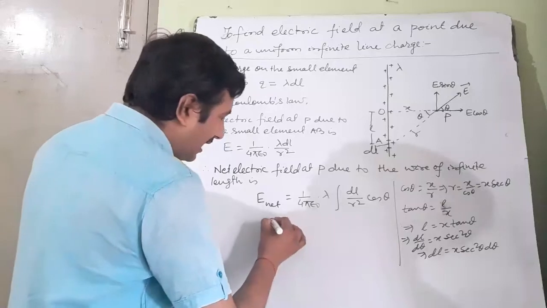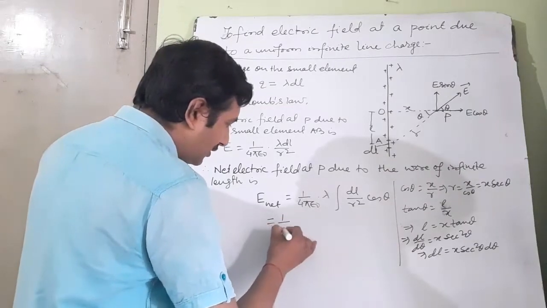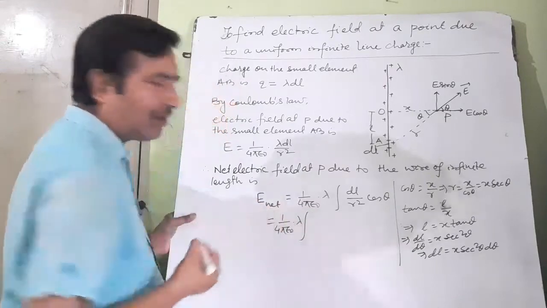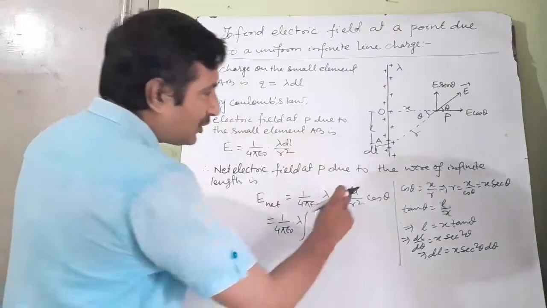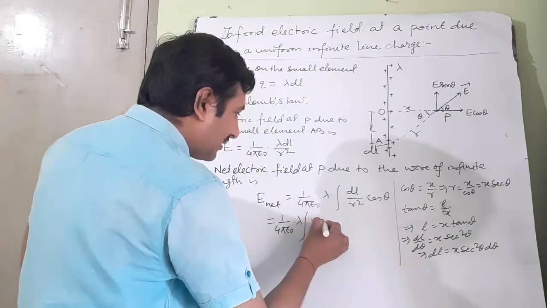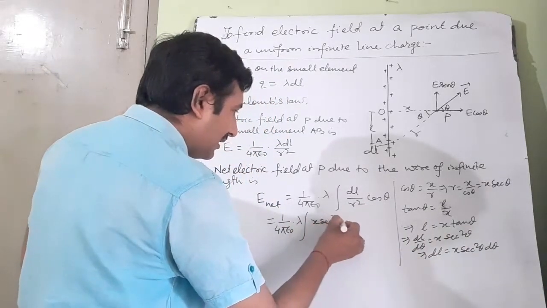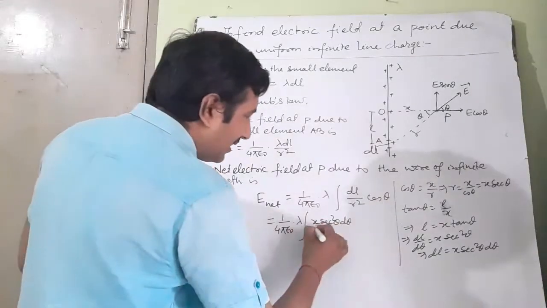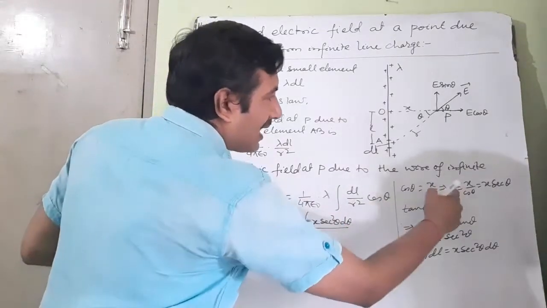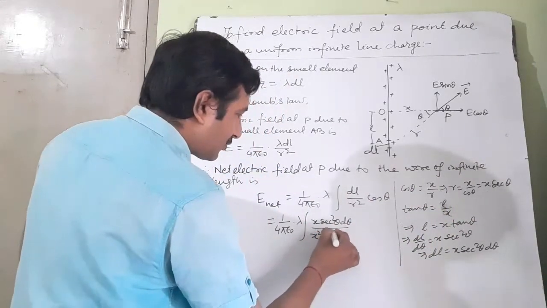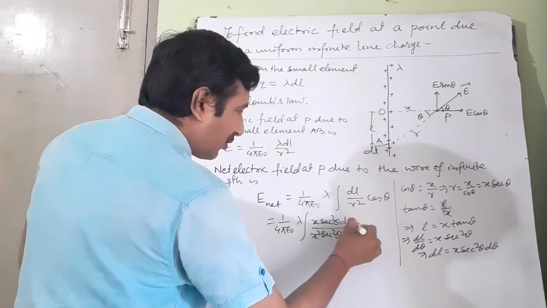So this will be 1 by 4 pi epsilon naught lambda integration of, you see, dl means x sec square theta d theta, by r. R is equal to x sec theta. So this will be x square sec square theta. And then this cos theta.